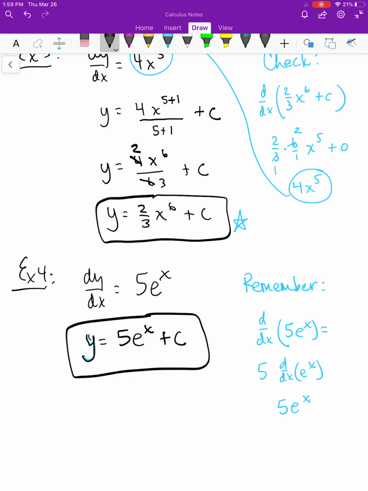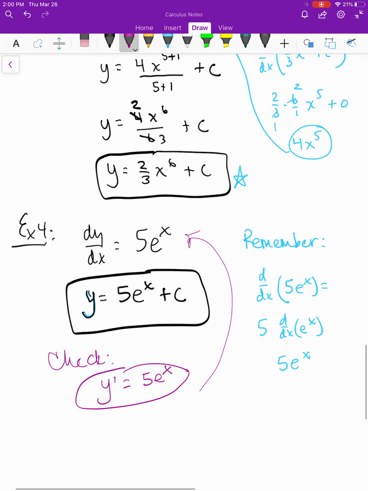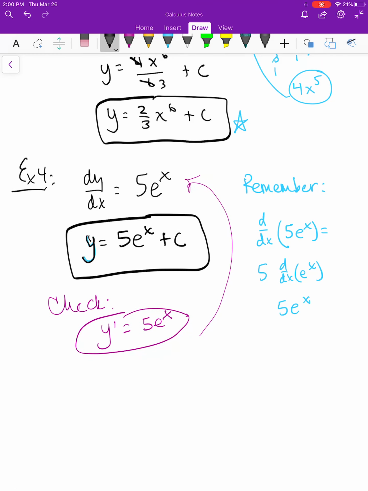Because e to the x is kind of just like a different animal, because the derivative is e to the x. And if you've got something being multiplied by it, then your derivative is actually going to be that same thing. So if I wanted to check this, I'm going to check my answer. My y prime would be 5e to the x, and then my constant would be 0. So there's my derivative. It does check out that I get the same thing that I started with. Okay.